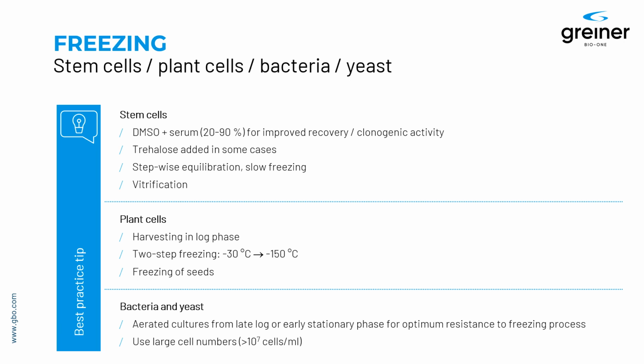If plant cells shall be stored and preserved, harvesting in the log phase is very critical. 2-step freezing is recommended, with the first step at -30 degrees Celsius, and then finally you go down to -150 degrees Celsius or lower. And freezing of seeds is of course an option if it comes to plants. Last not least, bacteria and yeast. They should be harvested from aerated cultures from late log or early stationary phases for optimal resistance to freezing processes. And you should use large numbers of cells per milliliter. 10 to the 7 or higher is recommended here.